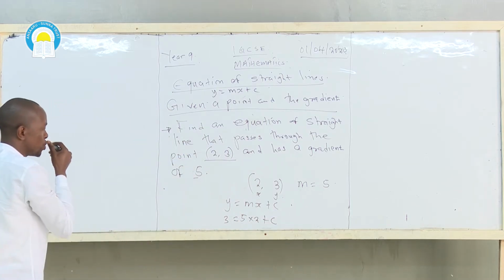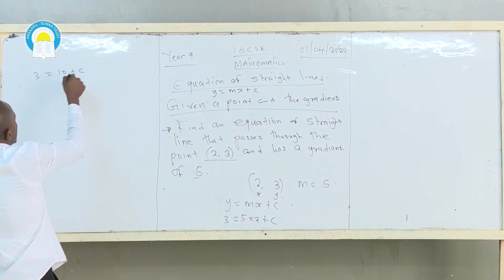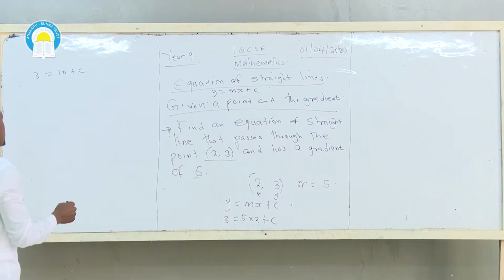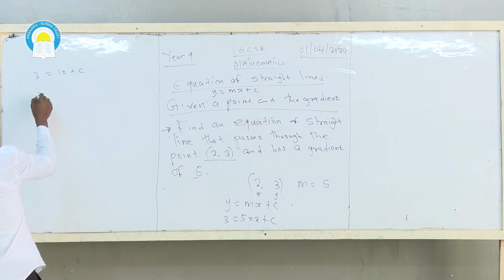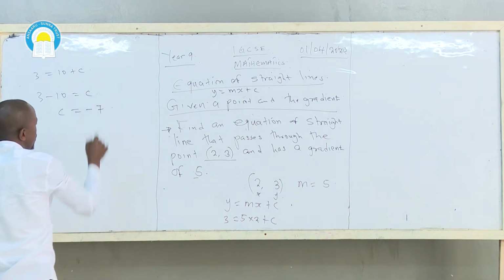Now, 5 times 2 gives us 10. So 3 is equals to 10 plus c. Now, we take 10 to the other side. Whenever it crosses the equal sign, the sign changes to negative. So 3 minus 10 is equals to c. Our c is negative 7.